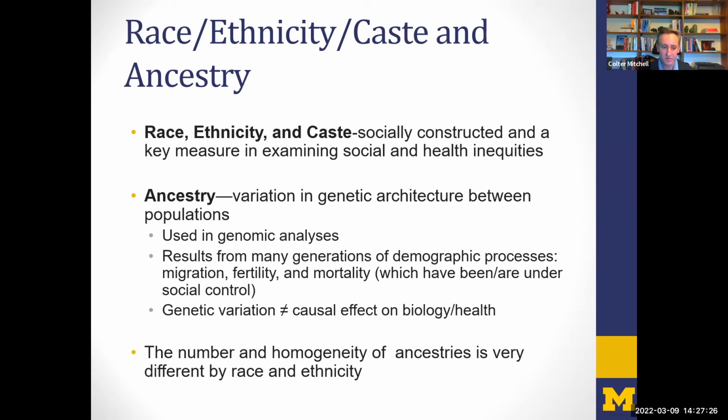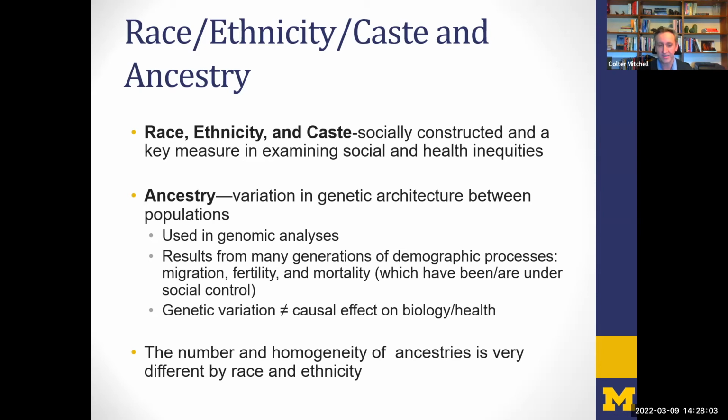I want to be clear though, if you think about these population differences in genetic architecture, so these allele frequency differences, those are a result of things like migration, fertility, mortality, who gets to marry, who gets to reproduce with whom, who dies faster, who dies slower. All those things end up shaping the genetic architecture, but that's what gets used. Genetic variation is not necessarily a causal effect with biology and health, but it can often be highly correlated.